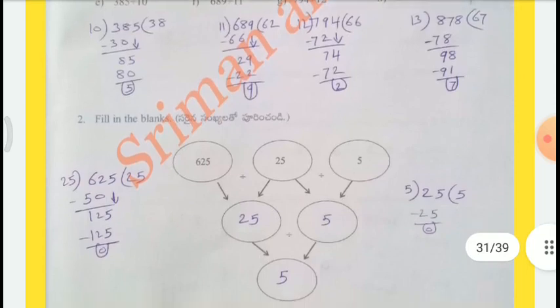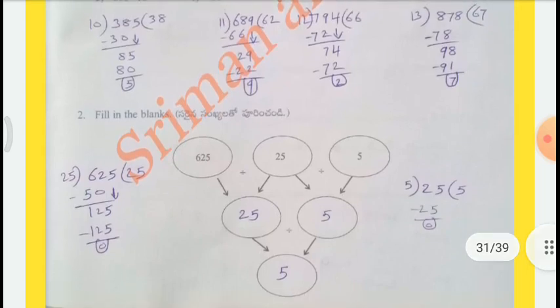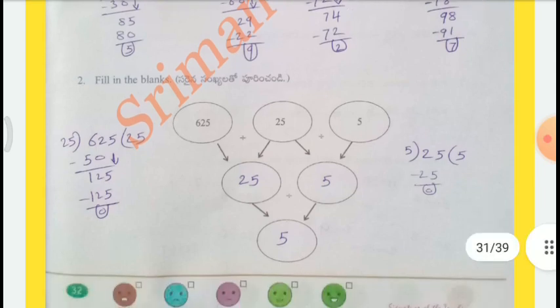Fill in the blanks. 625 divided by 25, we get 25. 25 divided by 5, we get 5.